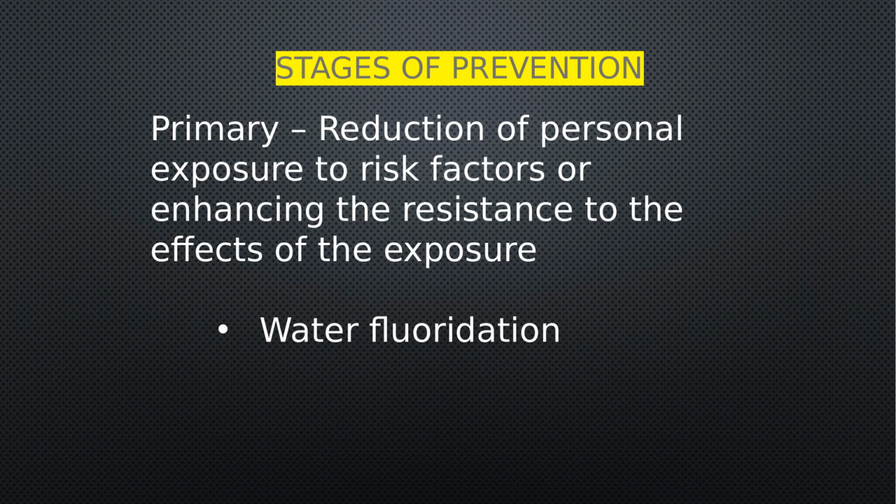Primary prevention aims to stop disease before it starts by lowering people's exposure to risk factors or by boosting their resistance. These actions often target whole communities rather than individuals. For example, adding fluoride to public water supplies helps strengthen tooth enamel and reduces cavities across the population. This is a political debate now.